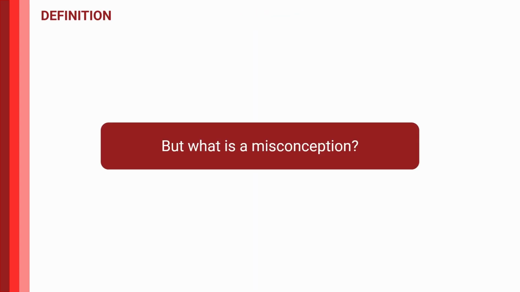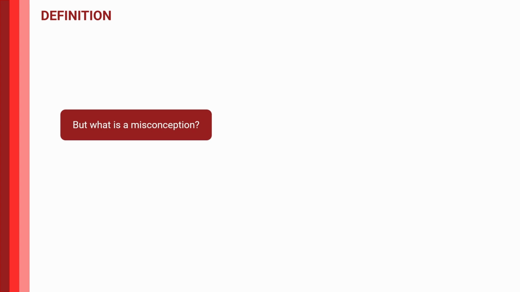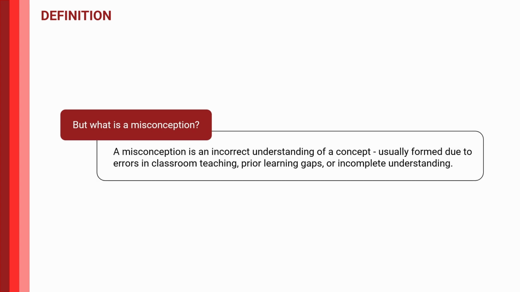So what is a misconception? A misconception is an incorrect understanding of a concept, usually formed due to errors in classroom teaching, prior learning gaps, or incomplete understanding. Let's see how an MCQ helps us identify them.